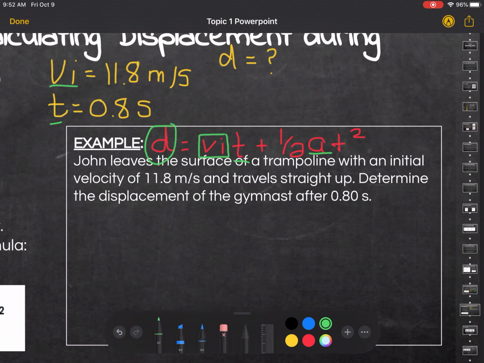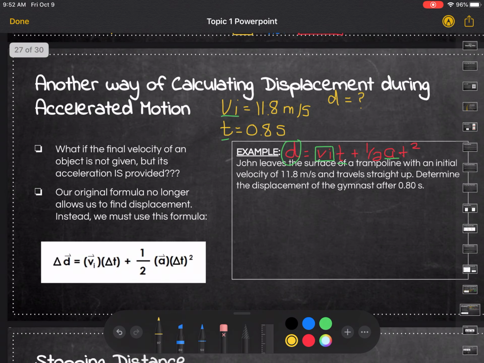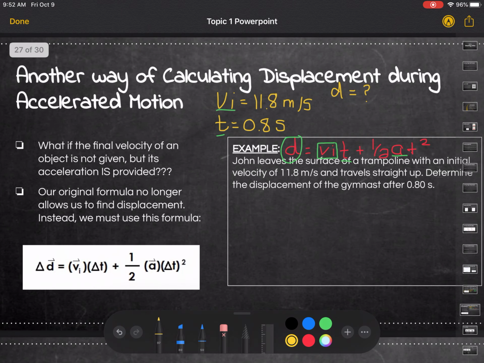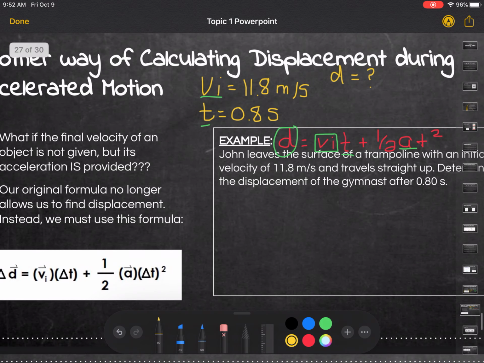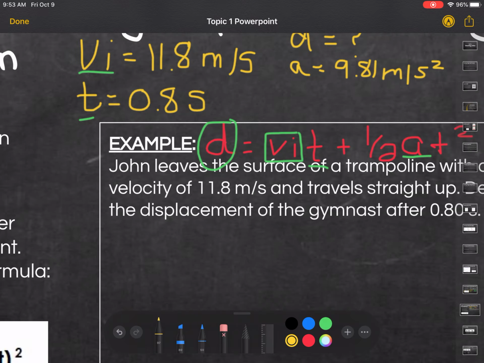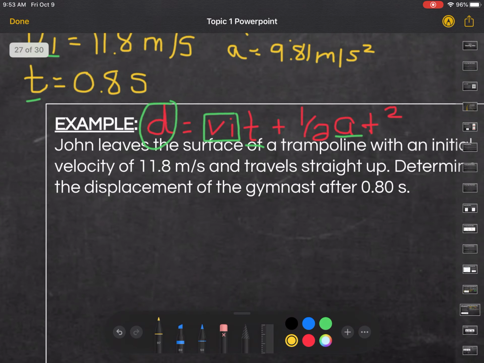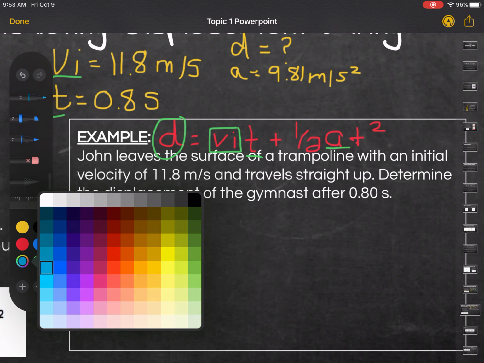So to figure out our A, remember, we normally do have the acceleration, and our acceleration, because this is going straight up, we know is going to be due to gravity, and it's going to be 9.81 meters per second squared. Okay? So now we can use that piece of information to solve for the missing link here. So let's plug in all the pieces to our formula and see what we can solve.